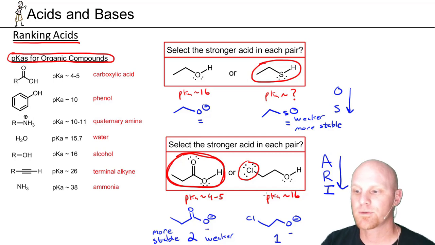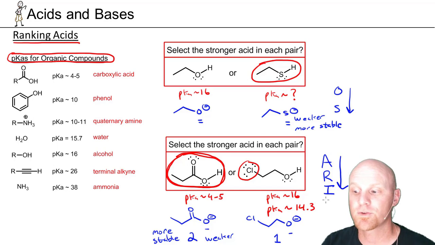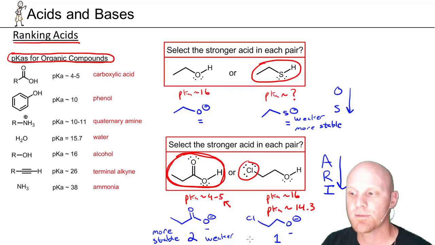Now, we said earlier that the pKa for this alcohol was 16. Well, for a general alcohol, it's 16. It turns out this one, having that chlorine, the inductive effect does play a role. It's actually 14.3, but this is still much weaker as an acid than our carboxylic acid at 4 to 5. So just demonstrating that we follow these rules in order because resonance generally is more important than induction.